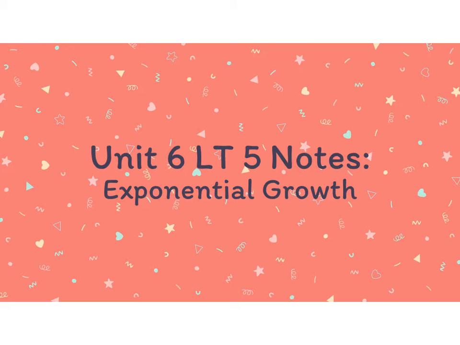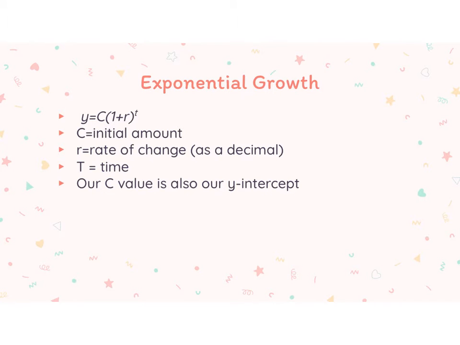All right, guys, so we have exponential growth now. So these are all going to be growth equations. Looking at it, y equals c times (1 plus r) to the t. The big thing is the rate of change as a decimal. That might show up as a percent, and so you guys got to know 50% as a decimal.